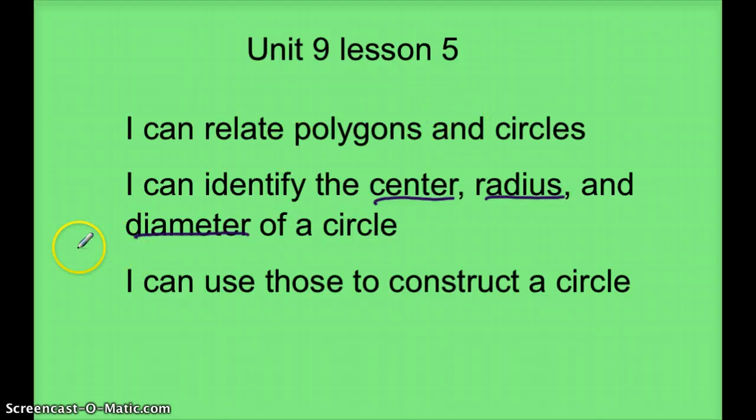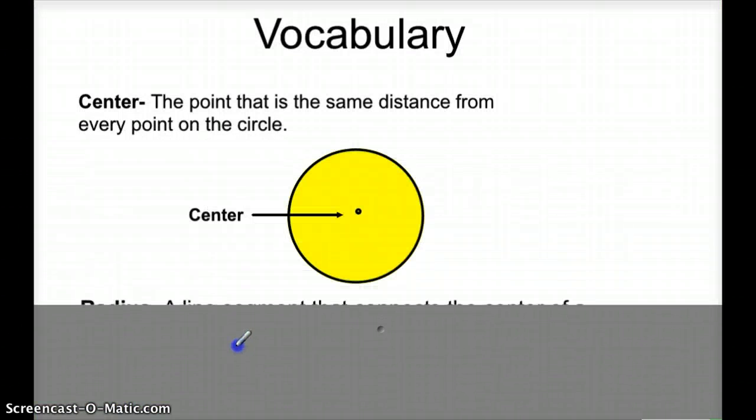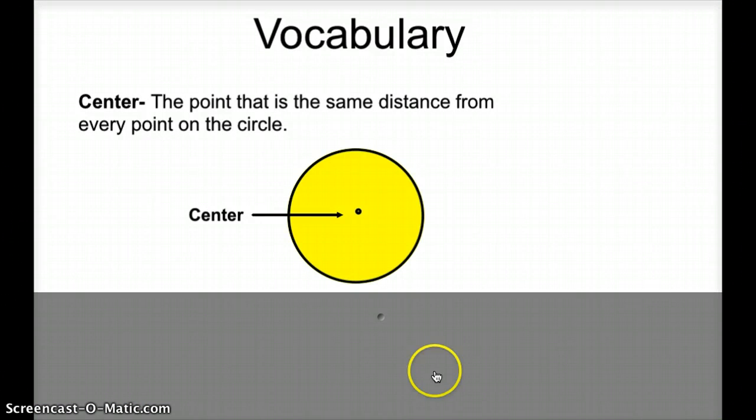We're going to start with vocabulary today. You have 3 vocabulary words to write down. Your first one is center. Please draw the example. The point that is the same distance from every point on the circle. So it's that middle dot of the circle that is called the center.